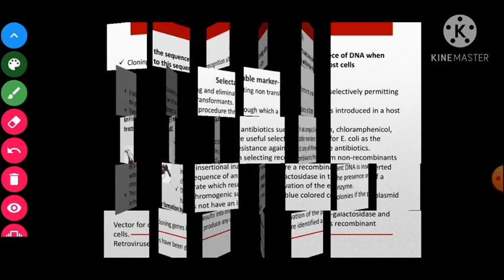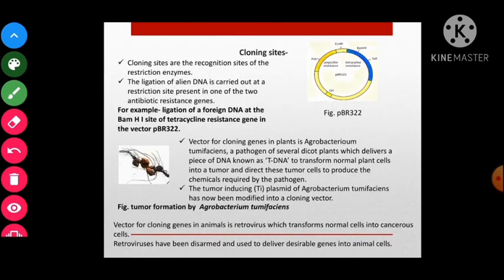Now children, vectors for cloning genes in plants and animals. In plants, the tumor inducing plasmid of Agrobacterium tumefaciens is used as a cloning vector. Right? It delivers a piece of DNA known as tDNA in the Ti plasmid, which transforms a normal plant cell into tumor cells to produce chemical against pathogen.